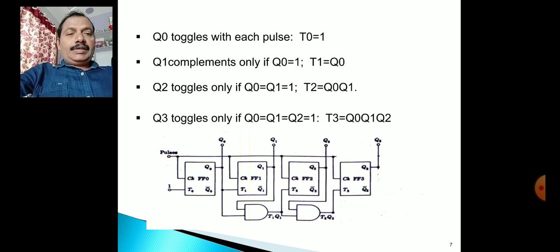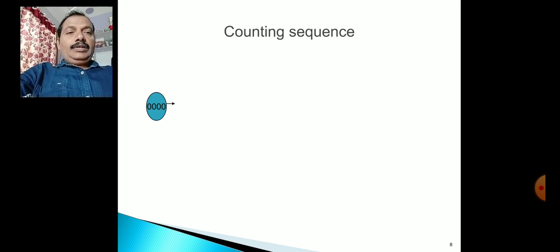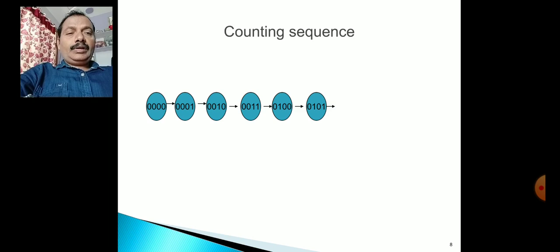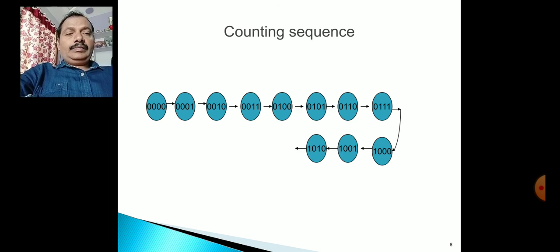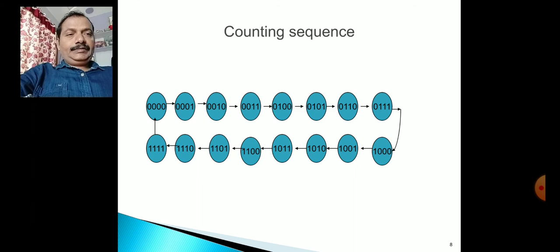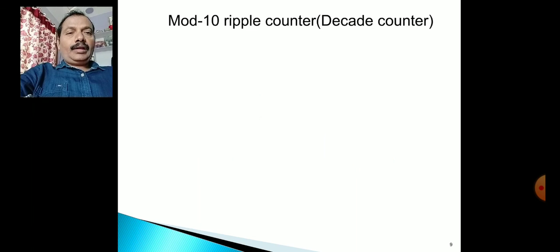So this is the design, as I already told you. So what is the counting sequence? The counting sequence is like this: 0000, 0001, 0010, 0011, 0100, 0101, like this. The counter counts like this, in this sequence. That is the mod 16 synchronous counter we have discussed just now.